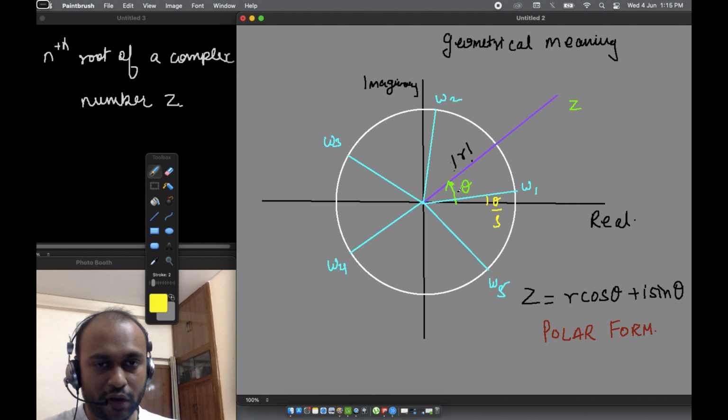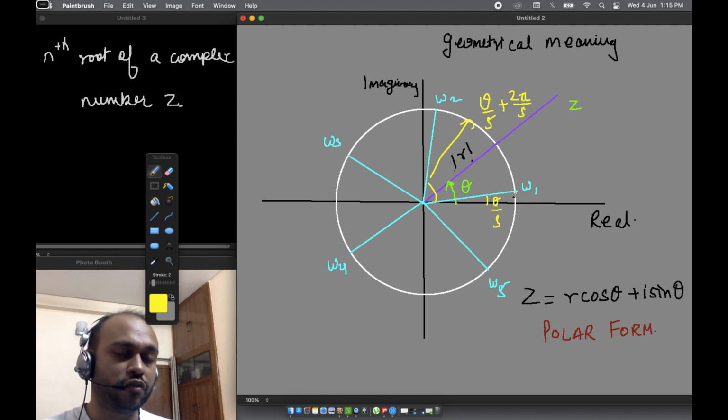72. Now this complete angle from the positive x-axis can be said as theta over 5 plus 72. 72 can be written as 360 divided by 5, right? Or 2 pi divided by 5. That's how you reached from W1 to W2, right?